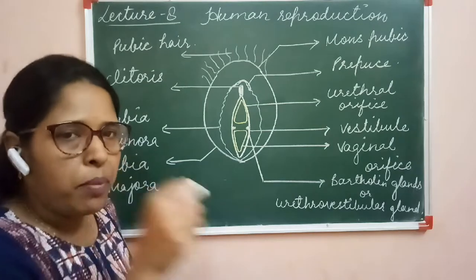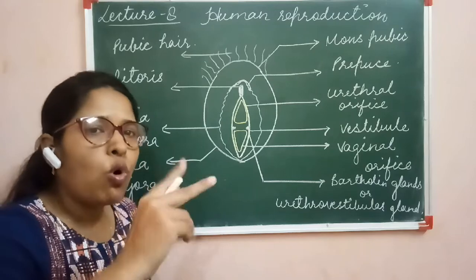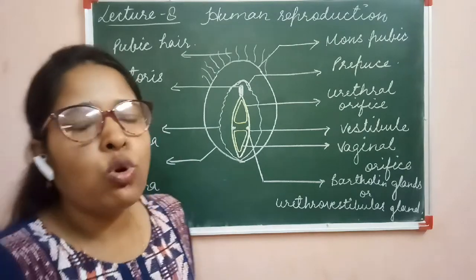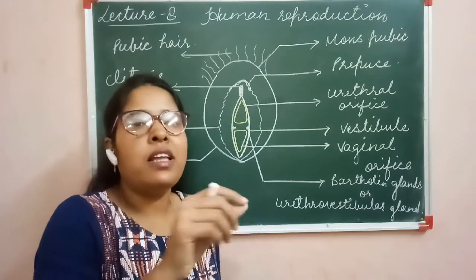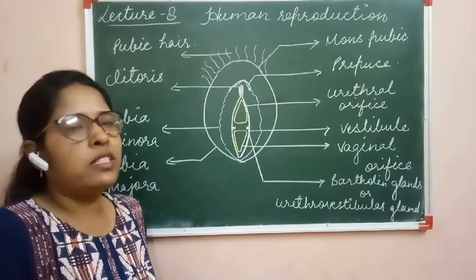It has a depression called the vestibule. The vestibule has two openings. In males we saw that a single opening is there through which urine as well as semen is passed out from the body. But in females, two different openings are there.